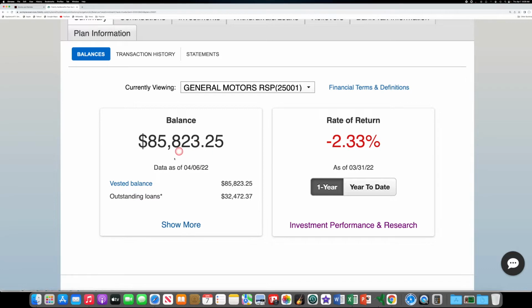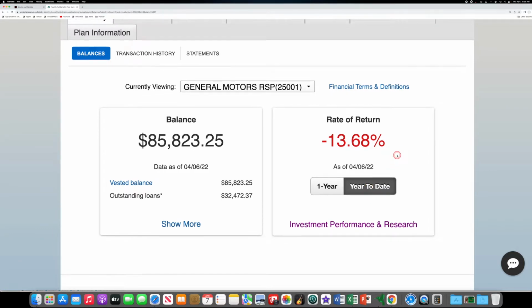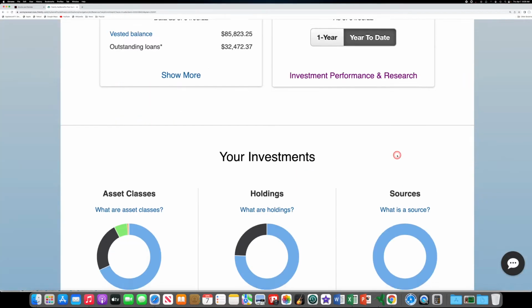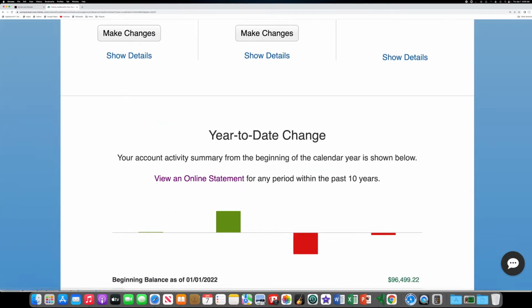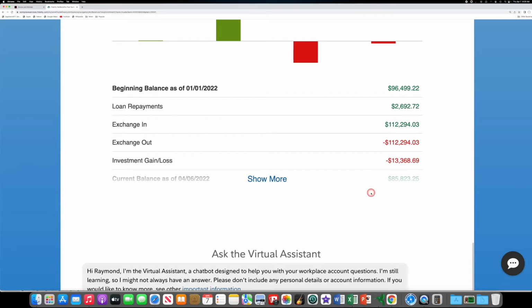My balance as of yesterday, $85,823.25. Rate of return for the year, I am down 13.68%. That is nasty. I don't want to look at it. But what does that mean in terms of dollars? It means that I am down $13,368.69. Bad. I don't want to look at that either.